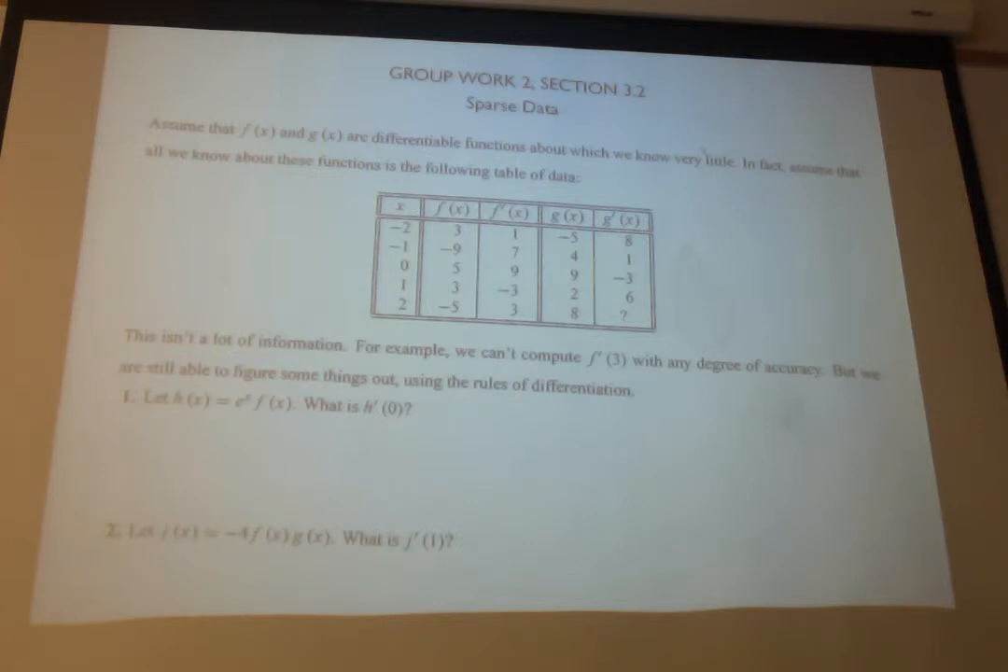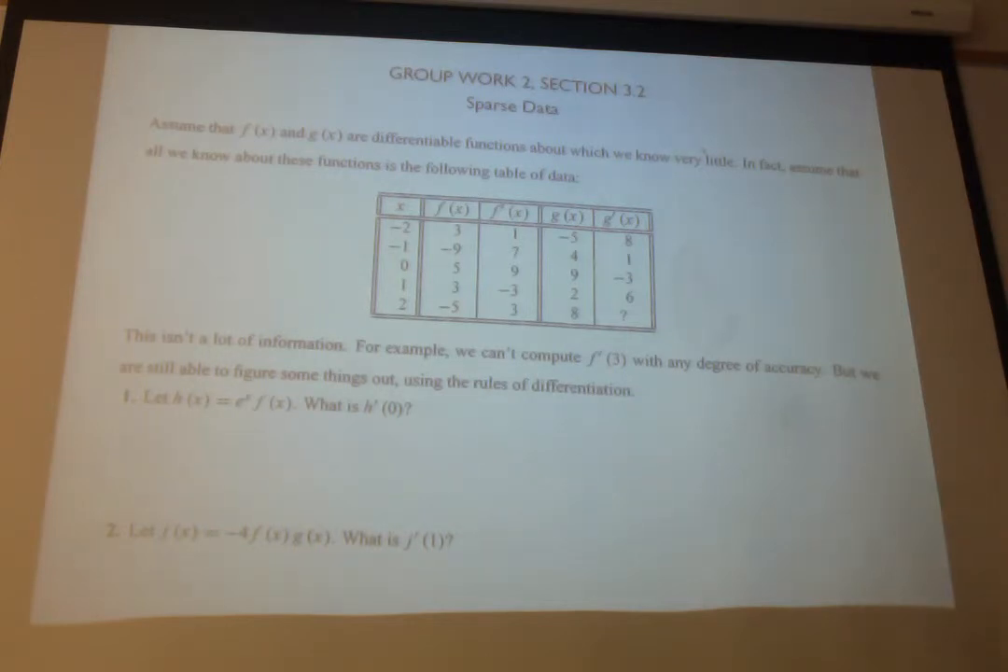The x will be the inputs. Okay, so it's giving us our inputs, our x values, and then it's also giving us the outputs, f of x and also g of x. So we've got two different functions, and it's also giving us the derivatives. Okay, good. So we're kind of clear what we've got. And it even says this isn't a lot of information. For example, we can't compute the derivative at 3 with any degree of accuracy, but we're still able to figure some things out using the rules of differentiation.